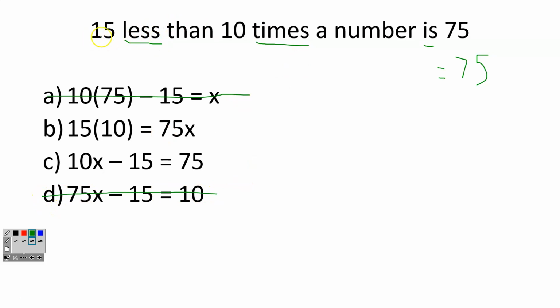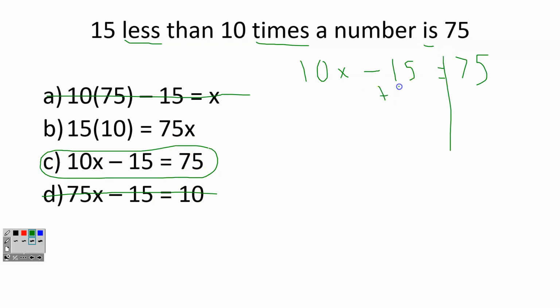And now I can start setting up my problem. 15 less means I'm going to be subtracting 15. 10 times a number. We don't know what number, so there's my variable. So that would be my equation. So the correct answer would be this one right there. To solve it, I'm going to add 15. That gives me 10x left on this side, and 75 plus 15 is 90. Divide both sides by 10, and I come up with an answer of x equals 9.